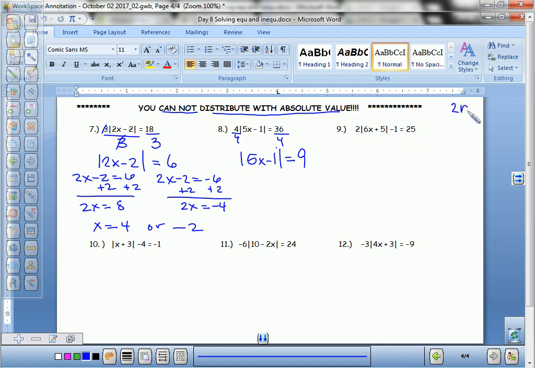If I gave you this equation, 2n minus 1 equals 25, what would you move first? The 1. We'll do the same thing here. We will add 1. Add 1. And now what do we do? Divide by 2. Divide by 2. So now we're to the part where we split it. Isolate the absolute value and then rewrite as your two equations.